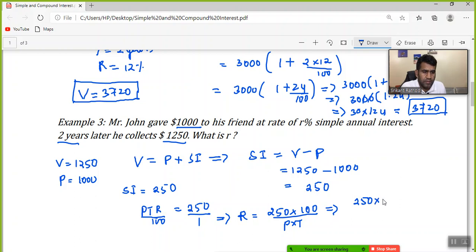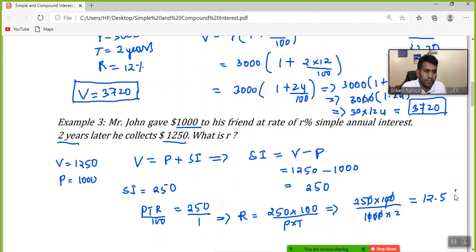250 times 100 over the principal amount, 1,000, and the time period was 2 years. So just simplify it. So what are we going to get? The zeros cancel, this cancels here, right? So it's going to be 25 by 2, so I can say 12.5%. So the rate of interest with which he borrowed the money is 12.5%.